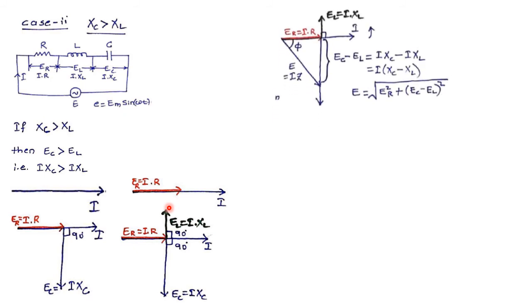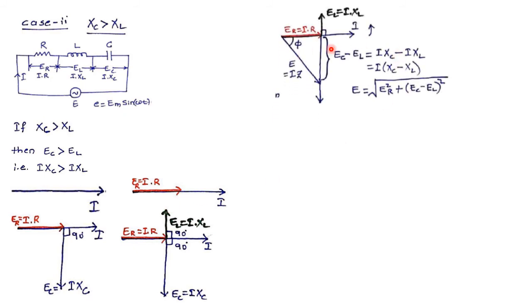Hence, the resultant vector is given by what we have done in the previous vector diagram, that in the previous vector diagram we deducted EC from EL. Now we are deducting EL from EC. Sorry, there is a missing EC here. Here I should be writing EC. So I have to deduct this amount of EL from this EC. Hence I will get the remaining EC minus EL, which is equal to I into XC minus I into XL, or I into (XC minus XL). So the resultant E is given by the square root of ER square plus (EC minus EL) square.